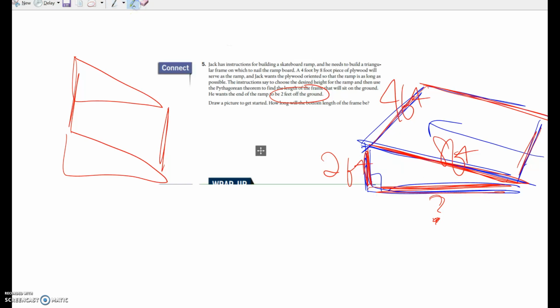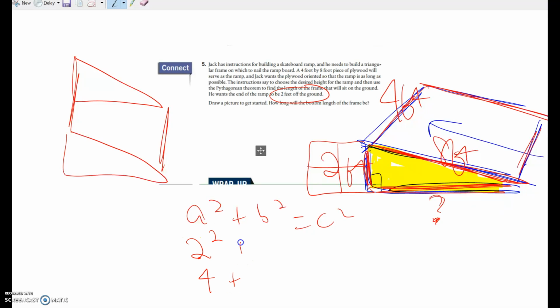Hopefully you can see that you have a right triangle right in there. So we're going to use the Pythagorean theorem to figure out that frame piece. The Pythagorean theorem is a squared plus b squared equals c squared. Again, it's all about area. So the area on that, 2 by 2 would be 4. So 2 squared is 4.